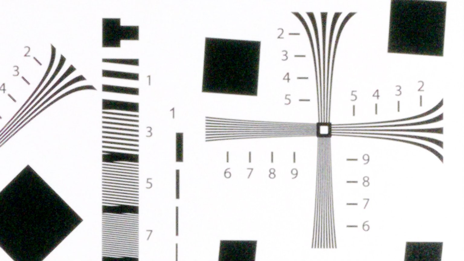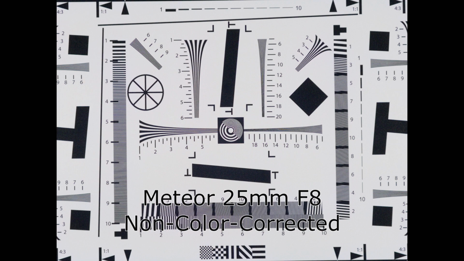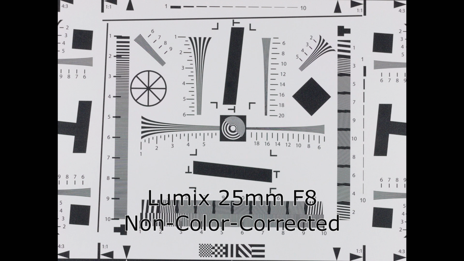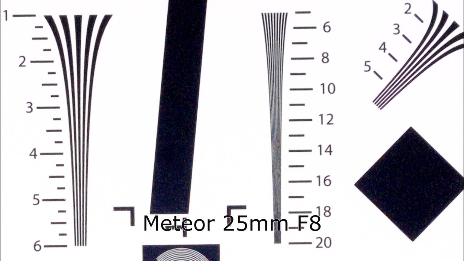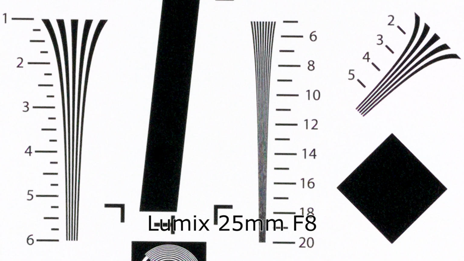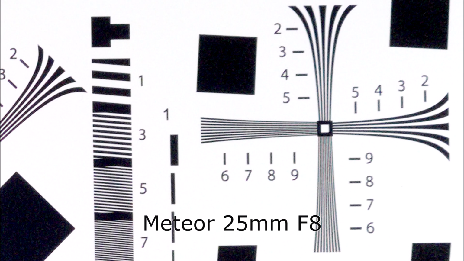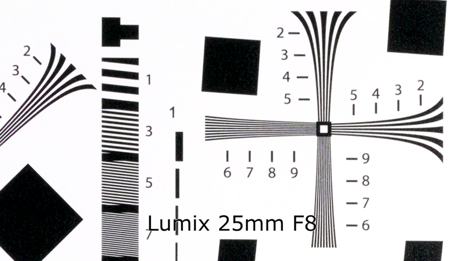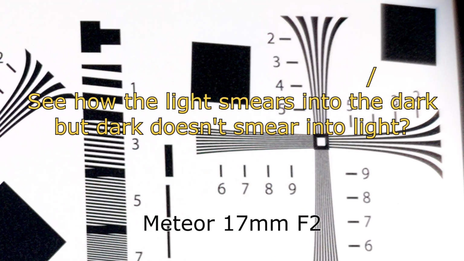Let's take one final look at the Meteor at 25mm and compare that directly to the Lumix 25mm. Their image is actually pretty close. I think 25mm is about the sweet spot of the Meteor 5:1 lens, especially around f8. I didn't test it at f5.6 just because I had a lot of lenses to test and I didn't have a lot of time, but I can expect f5.6 to be probably the sweet spot of the lens, particularly at 25mm.